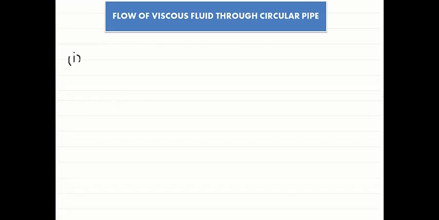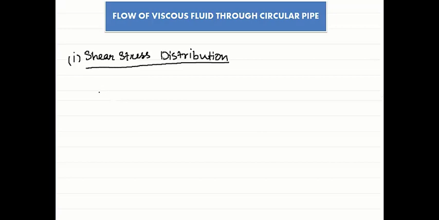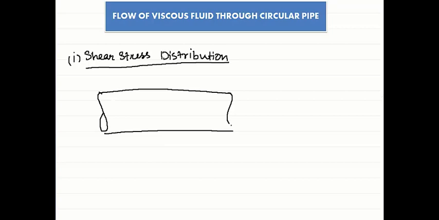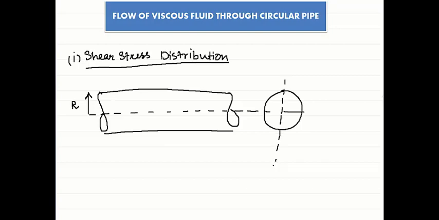First let us try to derive the shear stress distribution. For that, we will first consider a circular pipe. This is a circular pipe. This is the center line of the pipe. Let us consider the radius of the pipe to be capital R. And since it is a circular pipe, the cross section will be circular, right? This is the cross section.